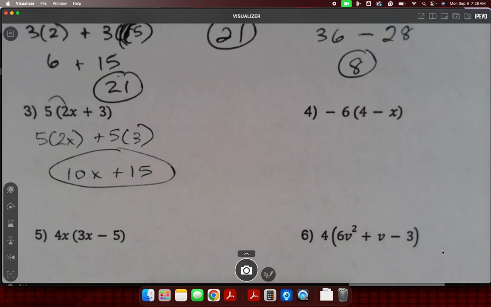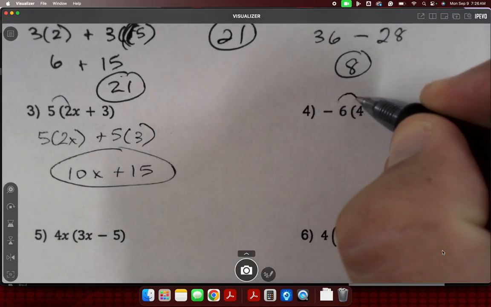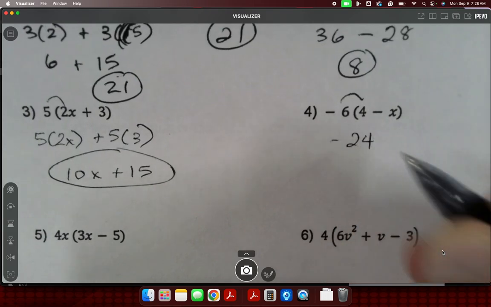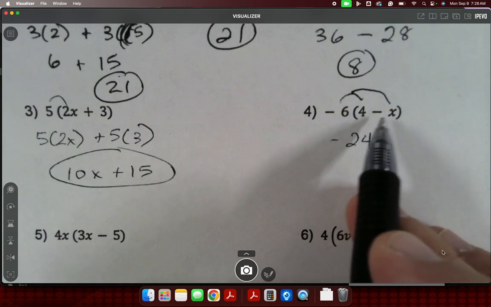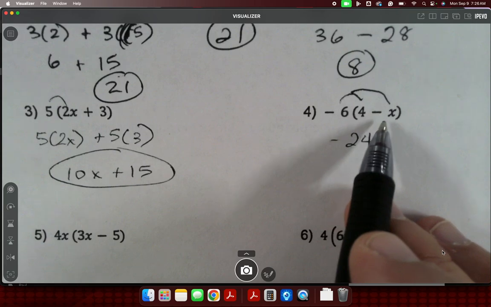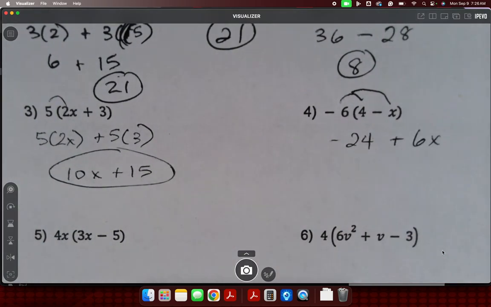Okay, number 4 shows us we can also do this when we have negatives out front. So that's negative 6 times 4. A negative times a positive is negative. And then when you're multiplying by this, treat it as a negative x. That way you're including the subtraction here. So just think of it as negative 6 times negative x. So it gives us a positive 6x.